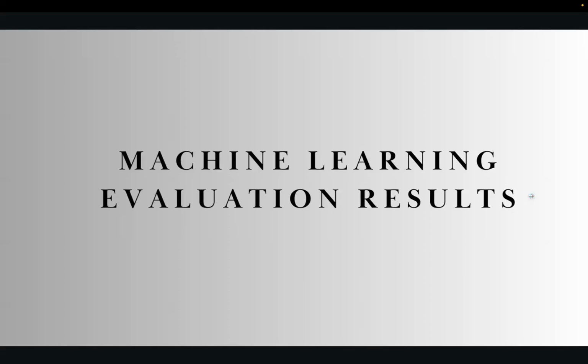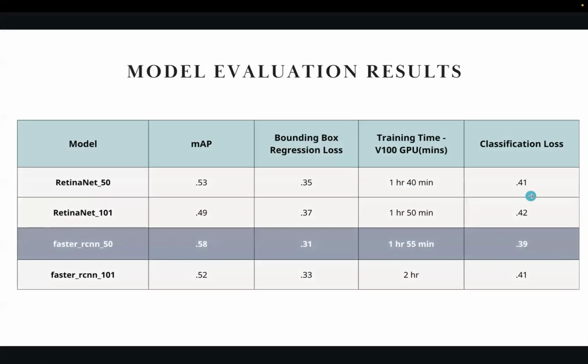So these are machine learning evaluation results of the proposed models. As we have proposed two models, we have explored two different ResNet architectures of 50 layers and 101 layers, and this table provides a comparison of different models based on several characteristics like mean average precision. So mAP is a metric that measures the overall accuracy of a model in object detection. Then comes bounding box regression loss. This metric evaluates the model's ability to accurately predict the bounding box coordinates for detected objects. So lower the loss, better the prediction.